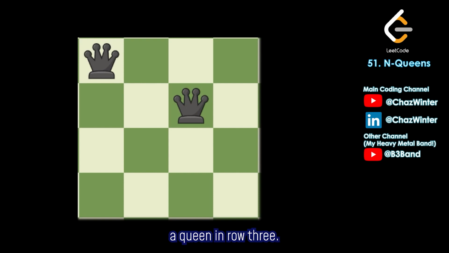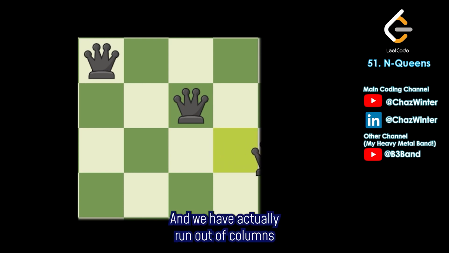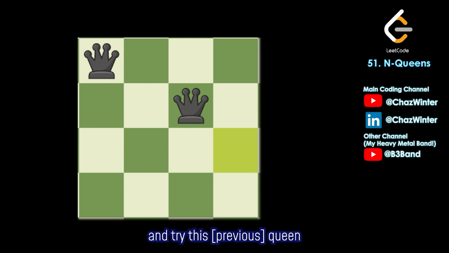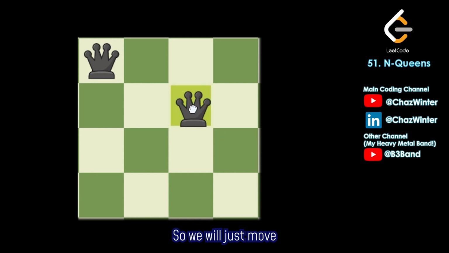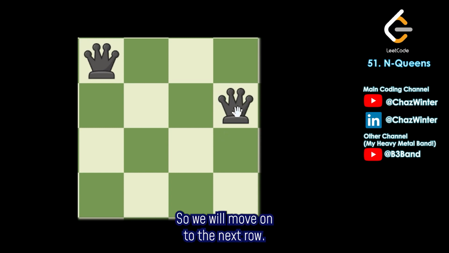So we try to place a queen in row 3. In the first column, it's being attacked. Move to the second column, it's still being attacked. Third column, still attacked. Fourth column, still attacked. And we have actually run out of columns. Whenever we run out of columns, this is where we will backtrack to the previous row and try this queen in the next column. So we will just move this queen over. This is actually another safe square for that queen, so we will move on to the next row.